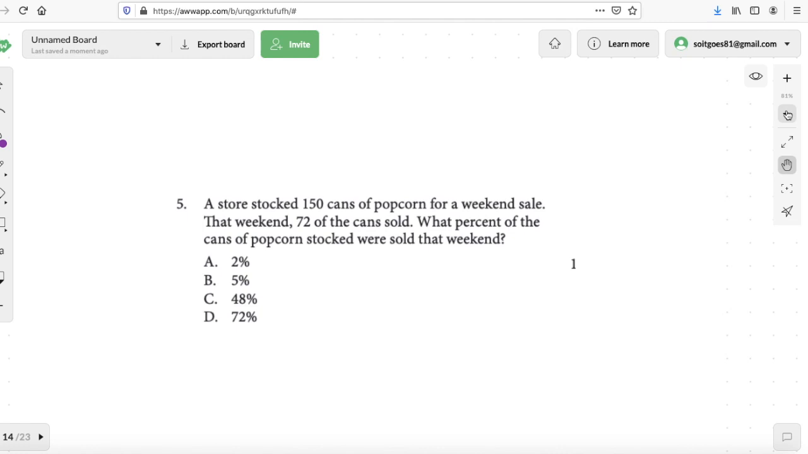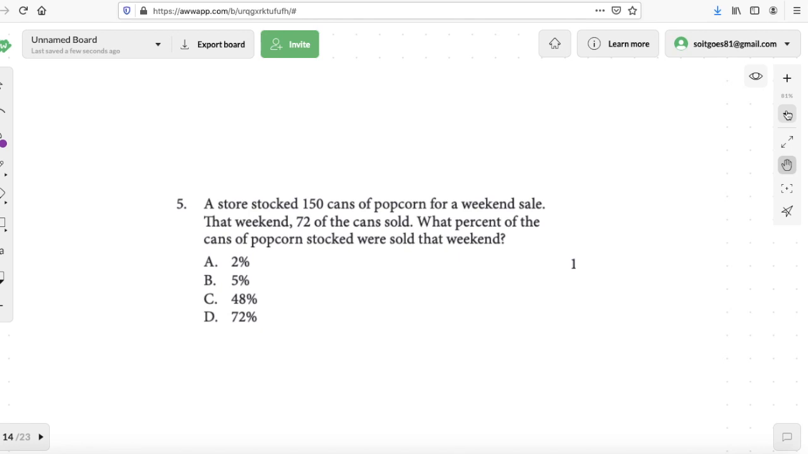Word problem. All right. Go ahead and read it for me. A store stocked 150 cans of popcorn for a weekend sale. That weekend, 72 of the cans were sold. What percent of the cans of popcorn stocked were sold that weekend?